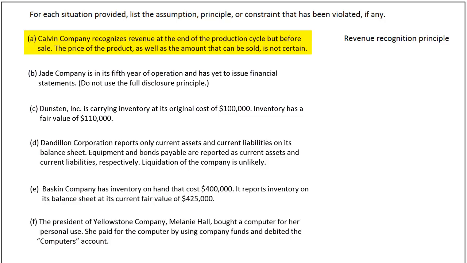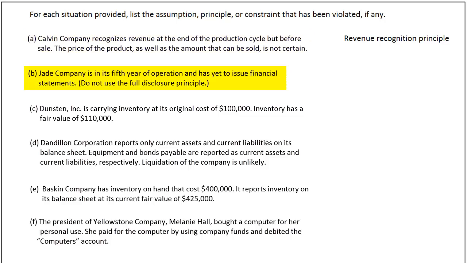According to the revenue recognition principle, companies should recognize revenue in the accounting period in which the performance obligation is satisfied. Here, since the company is yet to make the sale, it should not recognize any revenue. In the next situation, Jade Company is said to be in its 5th year of operation and has yet to issue the financial statements. This violates the periodicity assumption, which states that the life of a business can be divided into artificial time periods and that useful reports covering those periods can be prepared for the business.